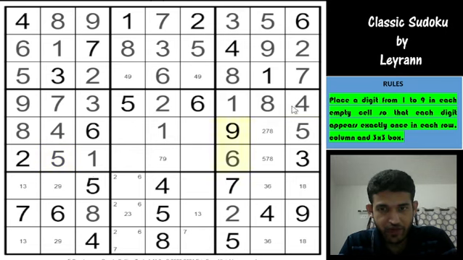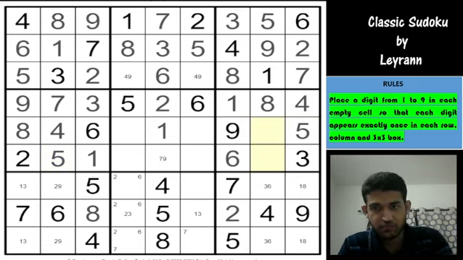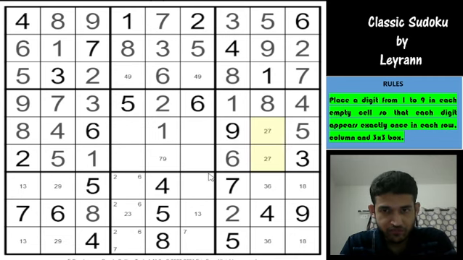3, 5, 6, 9, 1, 4, 8. This would have to be 2, 7. And that can be resolved to 2, 7. Which means that this cell has to be 9. 1, 2, 9, 5, and 6. So 3, 4, 7, 8. These two cells take 4, 8. These two cells take 3, 7.